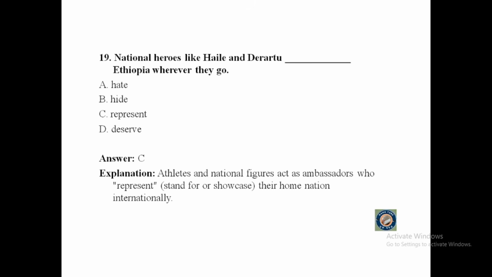Let's go. Question number 19. National heroes like Haile and Derartu blank Ethiopia wherever they go. A. Hate. B. Hide. C. Represent. Or D. Deserve. The answer for this question will be represent, because athletes and national figures act as ambassadors who represent or stand for or showcase their home nation internationally. Hence, the complete sentence will be: national heroes like Haile and Derartu represent Ethiopia wherever they go.